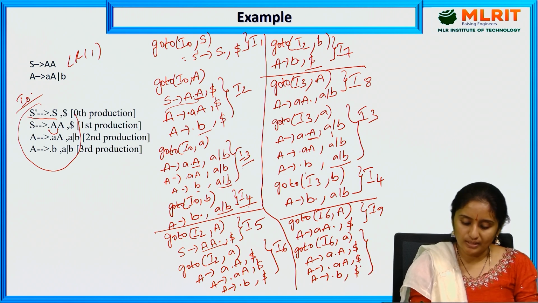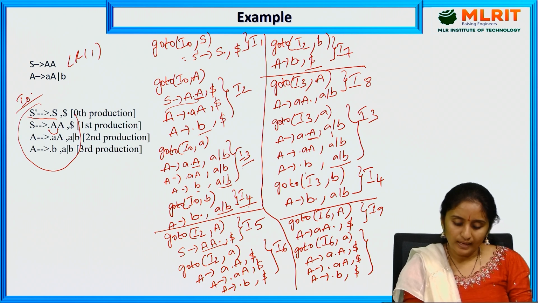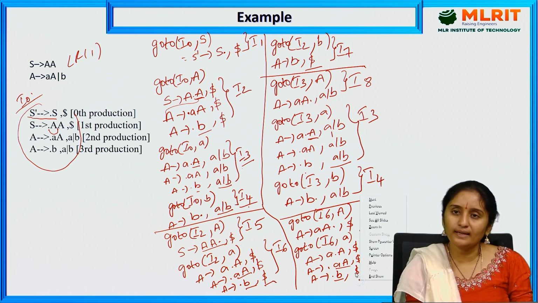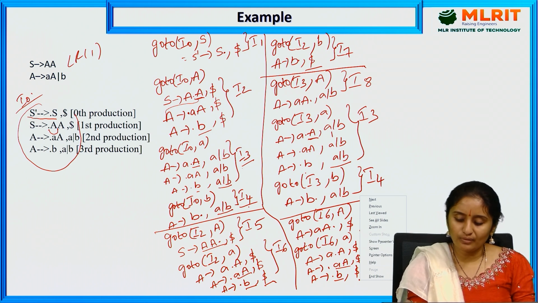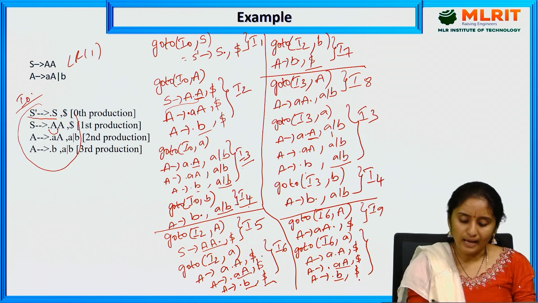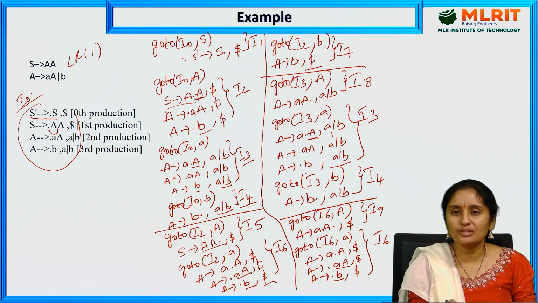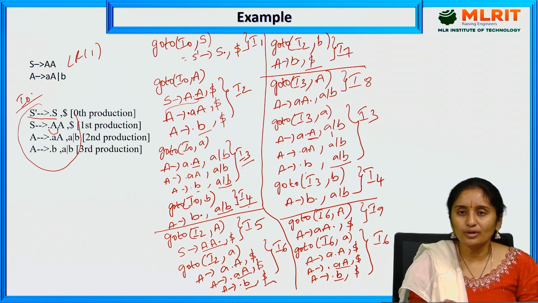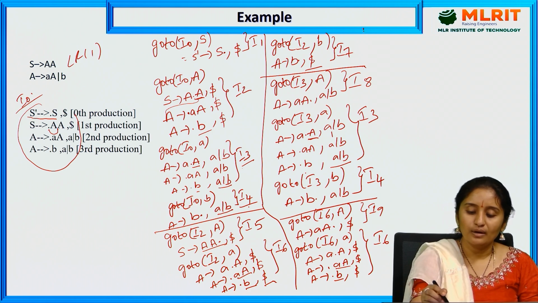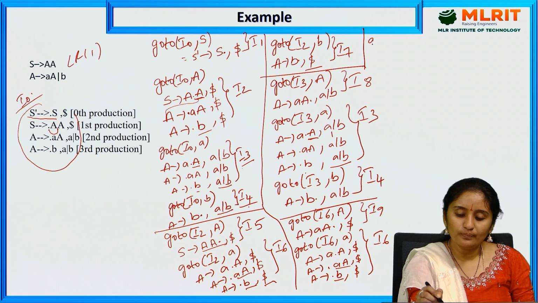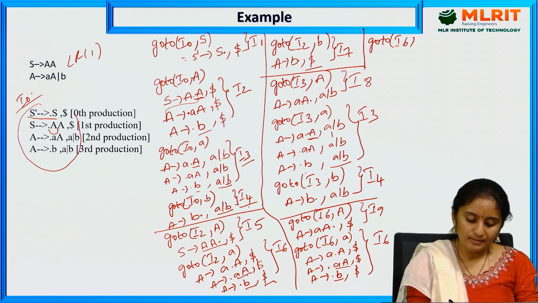So what state is it? A dot A dot AA dot B dot. Here the dollars are same, and the look ahead and the LR of 0 items both are matching. So what are we going to do here? This is I6 state. Same productions are there in this state, so it is nothing but I6. Now I6 comma small a is completed.